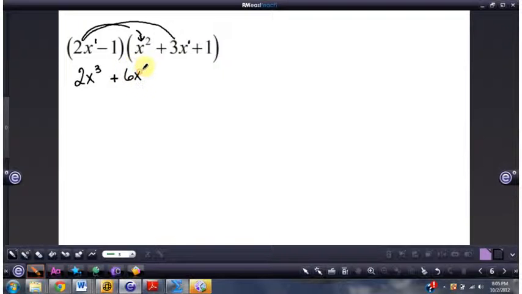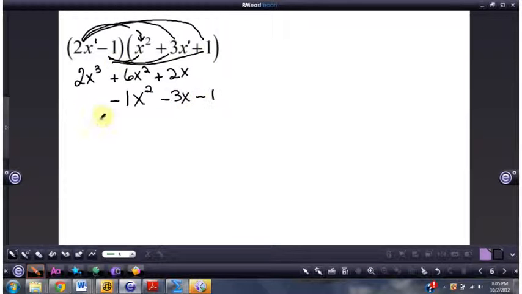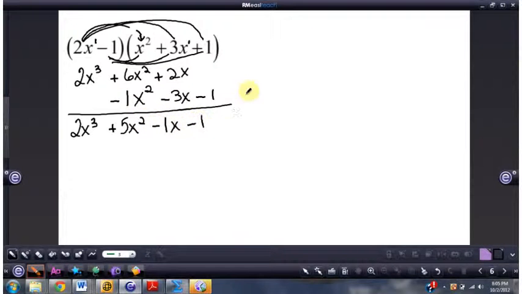Next term, 2x. Okay. Now you're going to distribute the negative. That's negative 1x squared. Negative 3x. And finally, negative 1. Combine like terms, I get 2x cubed. Positive 6 minus 1 is positive 5. 2 minus 3 is negative 1. And I have that minus 1 that didn't belong to anybody. And I'm done with this one.